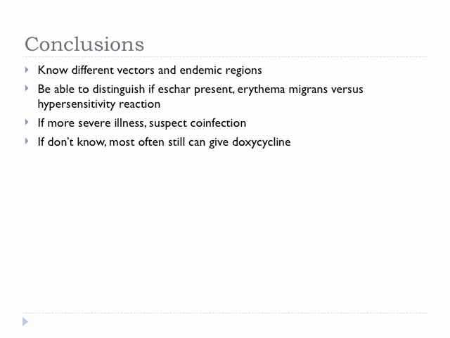Conclusions: know the different vectors in endemic regions. Be able to distinguish an eschar, which could point to spotted fever or rickettsial illnesses. Be able to distinguish the characteristic erythema migrans rash versus a hypersensitivity reaction. If more severe illness, suspect co-infection. And I guess if you don't know, you can still give doxycycline.